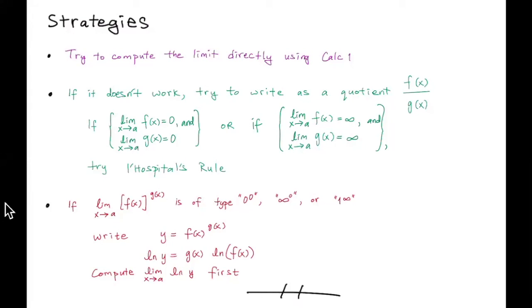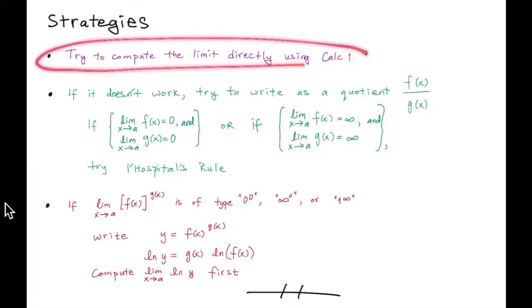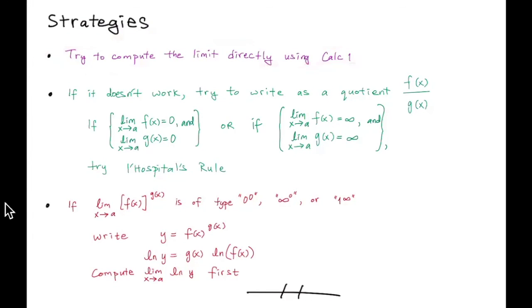In summary, this is what we have learned so far. So first, try to compute the limit using calculus 1. But sometimes it doesn't work. So if it doesn't work, try to write the function as a quotient, so f over g, and then check that either both f and g go to 0, or both f and g approach infinity or negative infinity. And if one of these holds, then you can try L'Hopital's rule.